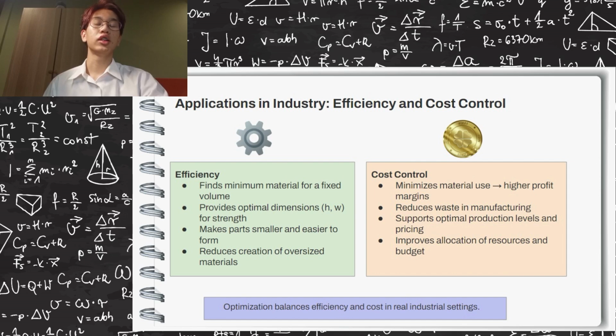The other application is cost control. This is because mathematical optimization helps us to minimize material use, leading to higher profit margins. Besides that, it also reduces waste in manufacturing, helping to save the environment one step at a time. After that, it also supports optimal production levels and pricing, helping to keep new customers and drive growth. Finally, it also helps to improve allocation of resources and budget. As with the budget saves with resources, you can allocate it to different sectors of marketing.